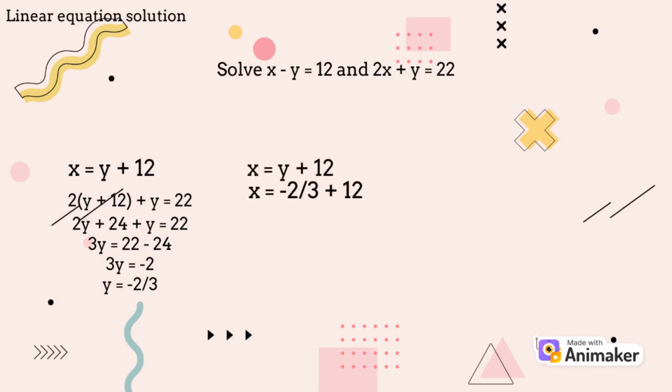Then it should be like this. It is addition and not a multiplication. You should first multiply 12 by 3. Once you have it, proceed to add negative 2 and 36 together. And that is how you get the x value.